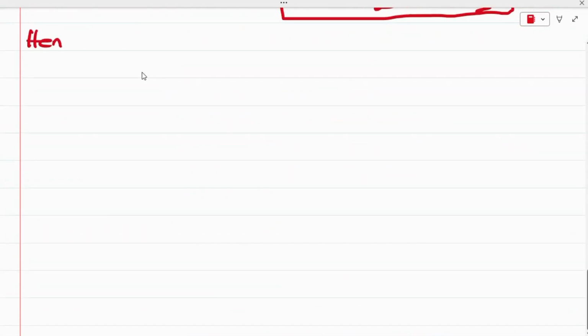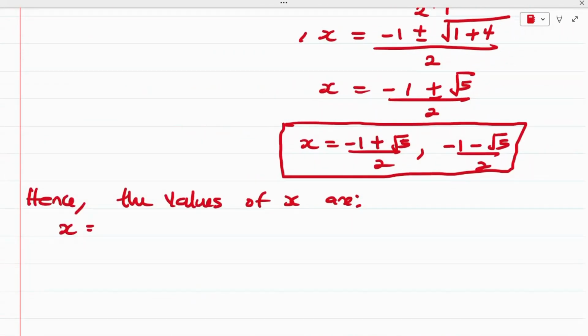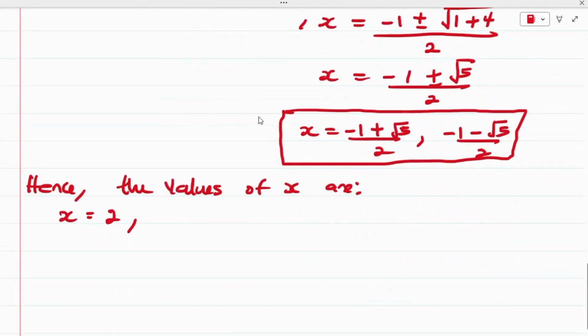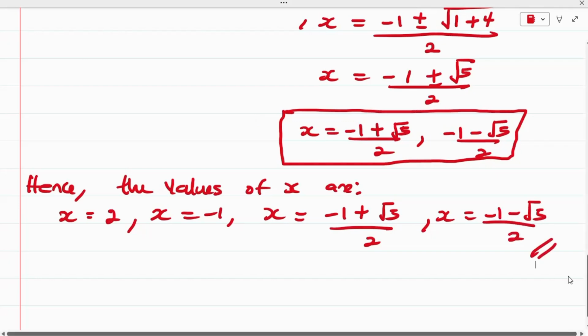So hence the values of x are given as follows. Let's simply search for the first value of x. We have x is equal to 2. Now the second value of x is equal to minus 1, x is equal to minus 1 plus the root of 5 over 2, and x is equal to minus 1 minus the root of 5 over 2, and we have all the values of x.